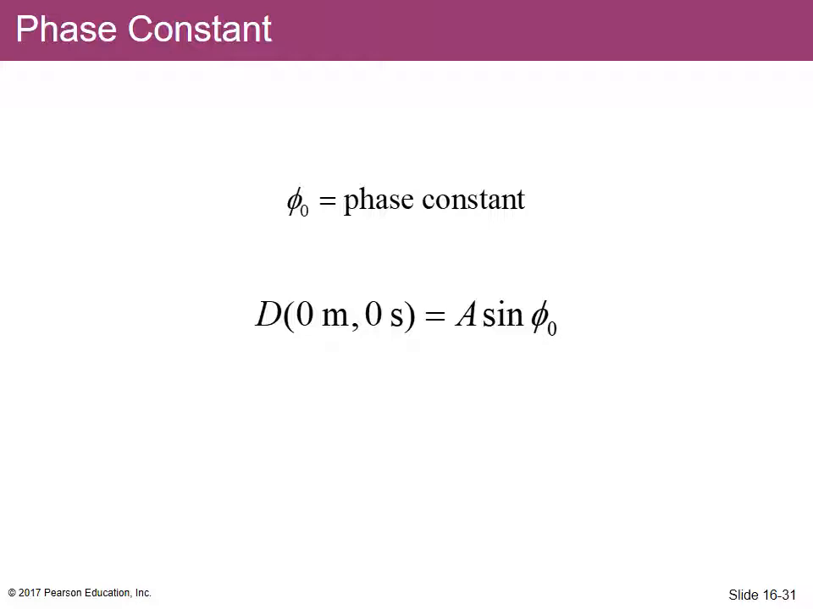In the definition, there is a value we have not discussed, phi sub 0. This is known as the phase constant. It gives the displacement of the wave at time 0 and position 0. It is the initial condition of our traveling wave. The initial displacement is the amplitude times the sine of the phase constant.